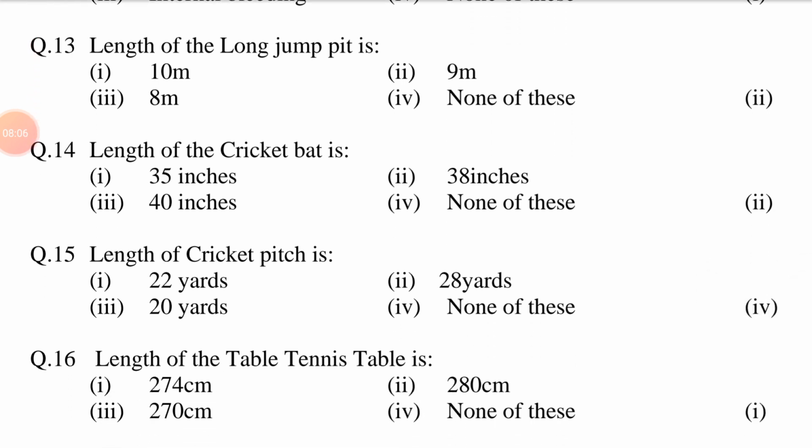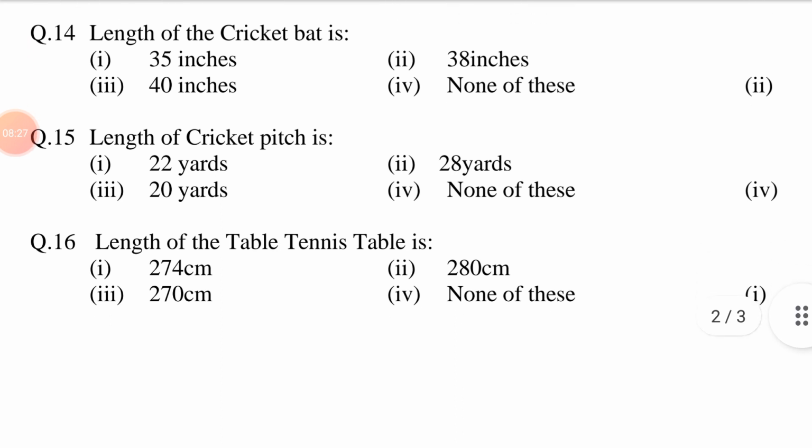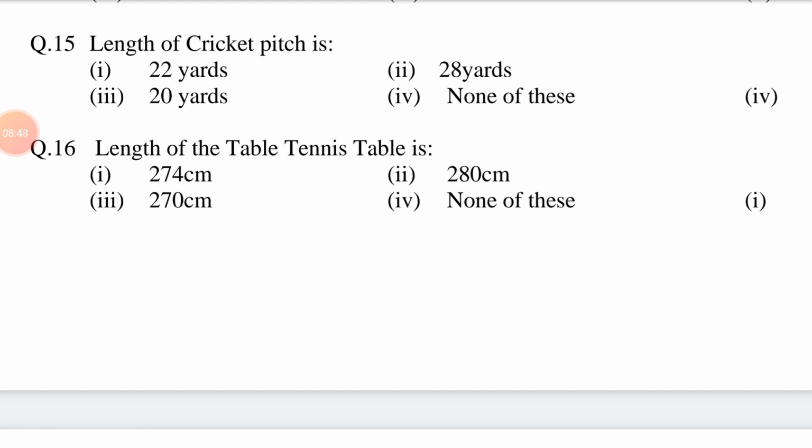Question number 13. Length of long jump pit is option first, 10 meter. Second, 9 meter. Third, 8 meter. Fourth, none of these. Answer is option second, 9 meter. Question number 14. Length of cricket bat is option first, 35 inches. Second, 38 inches. Third, 40 inches. Fourth, none of these. Answer is option second, 38 inches. Question number 15. Length of cricket pitch is option first, 22 yards. Second, 28 yards. Third, 20 yards. Fourth, none of these. Answer is option first, 22 yards.